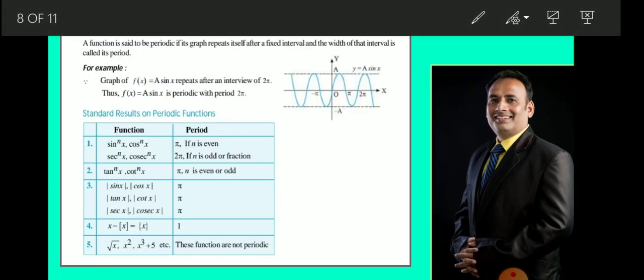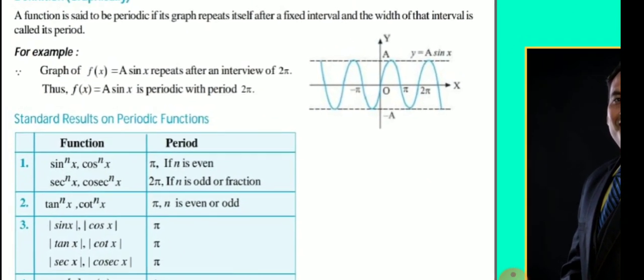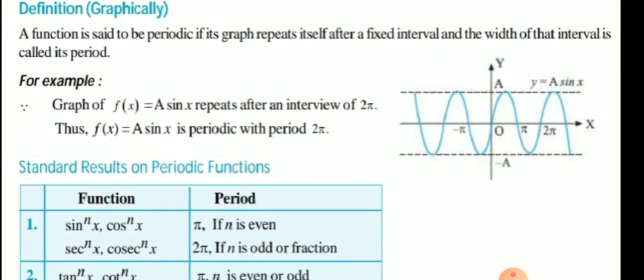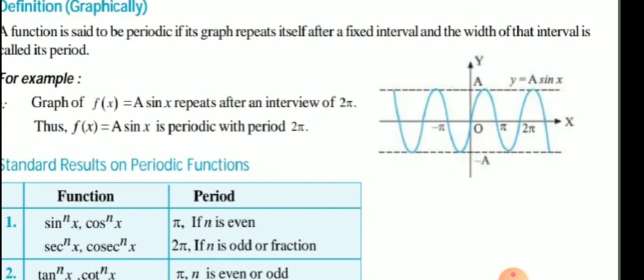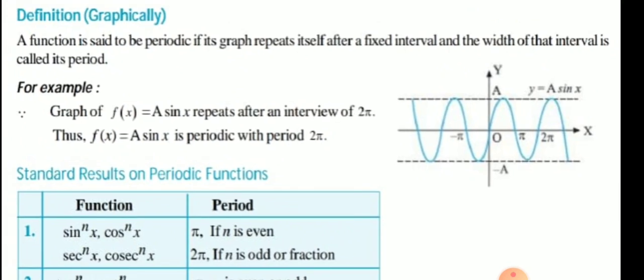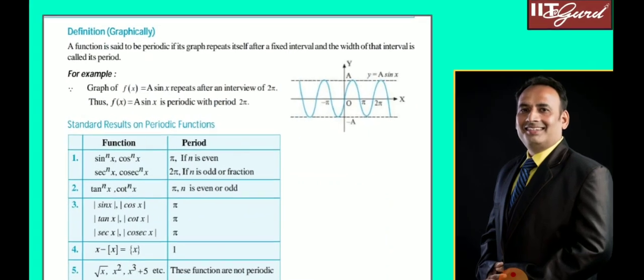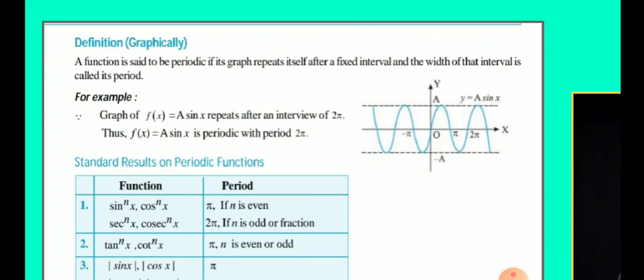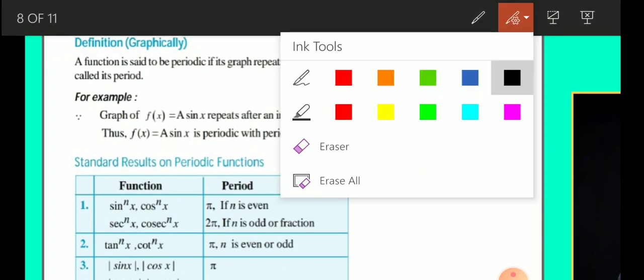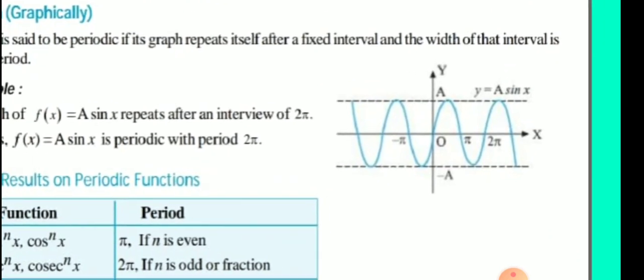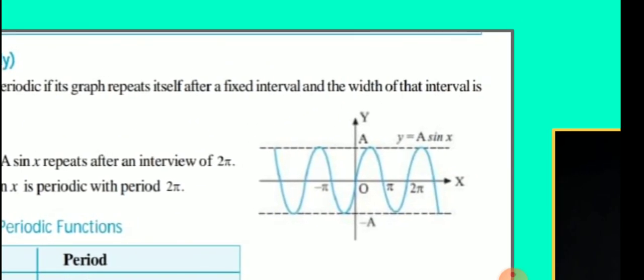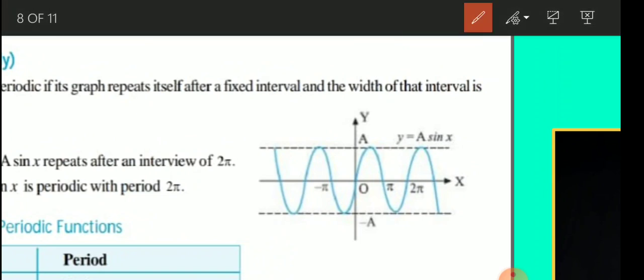If we see the definition graphically, this is the graph of A sin x, where A is the amplitude. A function is said to be periodic if its graph repeats itself after a fixed interval, and the width of that interval is called its period. In this graph, what is the width? The width of this graph is 2 pi. Within this 2 pi, it completes one entire cycle.